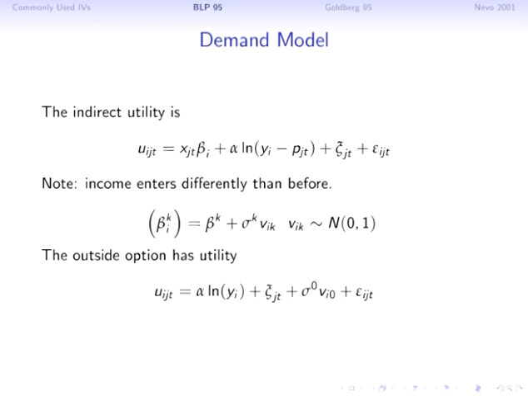Now what they're going to have is the log of y_i minus p, and you can actually show that this would come out if you think there's a Cobb-Douglas utility function, where you have the numeraire and then the utility that you get from the car feeding into a Cobb-Douglas, so you get something of this sort. The linear form, by the way, would come out if you have a quasi-linear utility function.